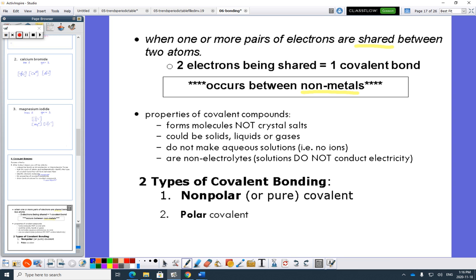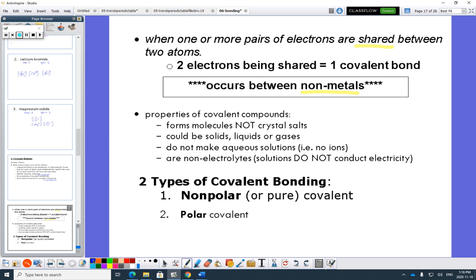And then there are some differences, not lesser differences, but differences that aren't at the atomic structural level. They form molecules, not salts. They can be brittle, but they don't have to be. There is a very wide range in the properties, so they could be solids, liquids, or gases. They do not make aqueous solutions because there are no ions, so they do not conduct electricity. But there are two subtypes.